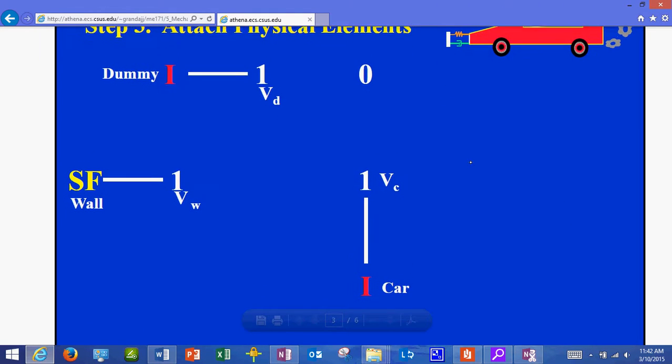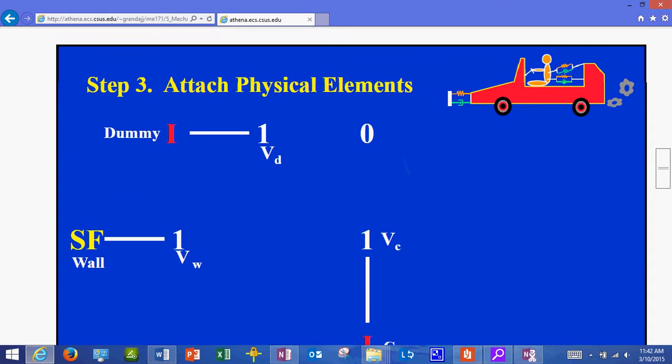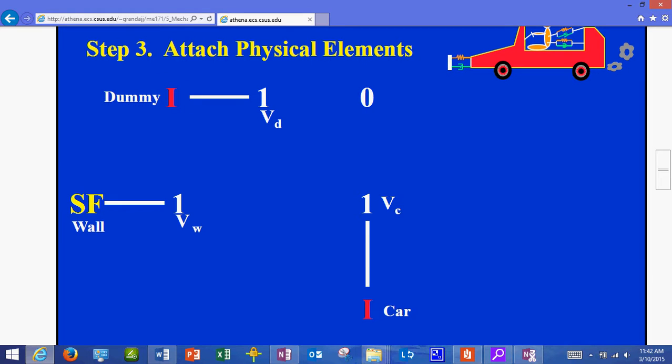To those physical elements, the velocity of the dummy here is represented by one junction, and the I element is the dummy itself. This one is like a source of flow with velocity 0, because the wall is just there. And this one is the velocity of the car. So one junctions first, then second one, put the elements that are attached to one junctions.